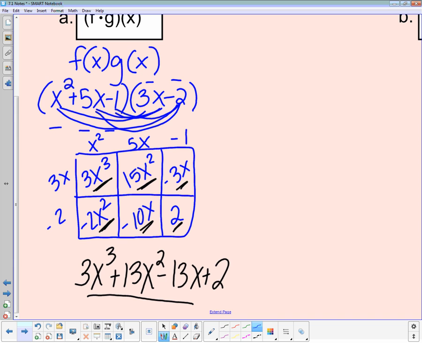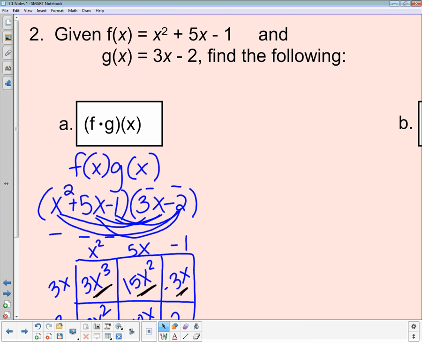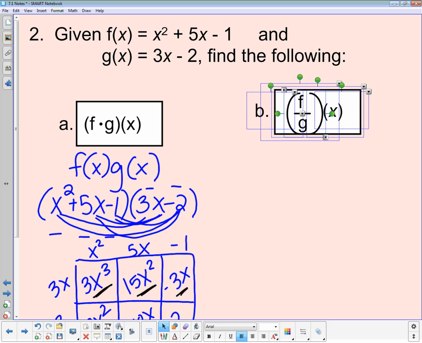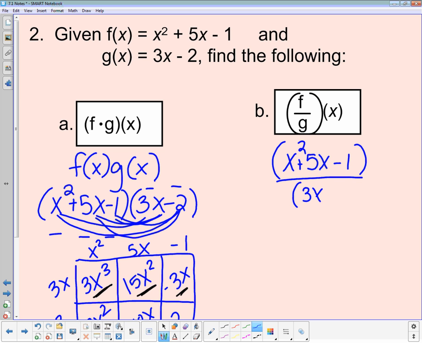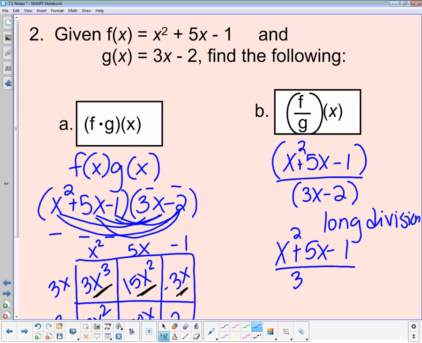Moving on to our last example for the day, we have our quotient operation. So we have f over g of x. Our f of x is x squared plus 5x minus 1, and this is all over our g of x, 3x minus 2. We can solve this using long division, but we can also just leave this in its simplified form, x squared plus 5x minus 1 all over 3x minus 2.